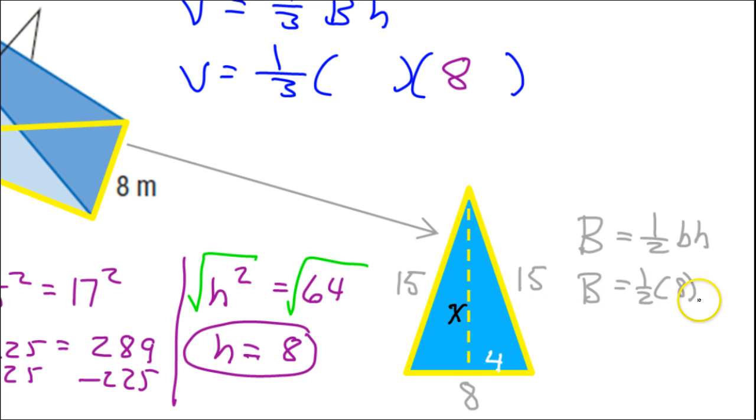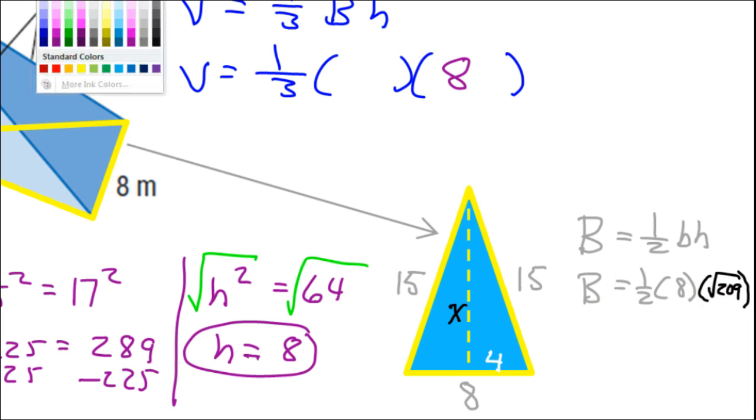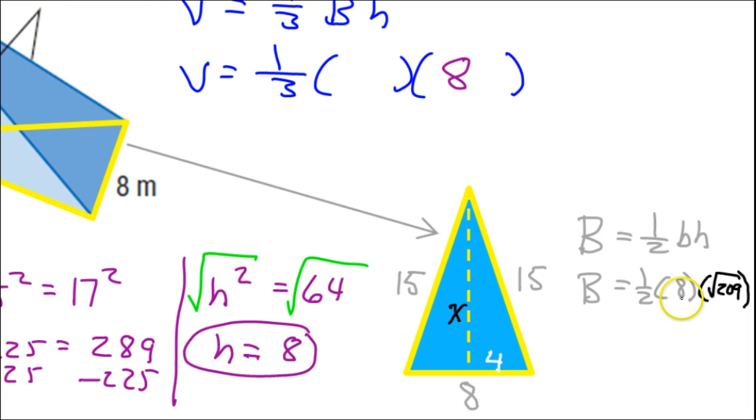root of 209. Now I don't like to have decimals around until the end, so I'm going to just leave it as the square root of 209. I'm running out of paper. Okay, now if I type all this in my calculator, I'm going to get a decimal, and I don't want that yet. So instead, 1/2 of 8 obviously is 4, so that means the area of the base is 4 times the square root of 209. Okay, so that's the area of the base we were looking for.